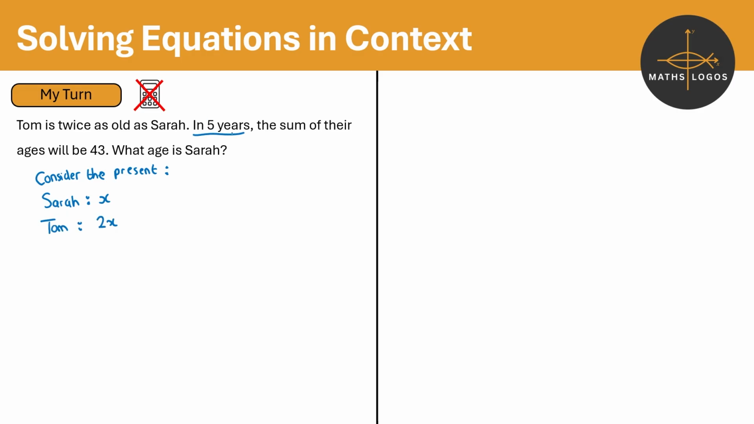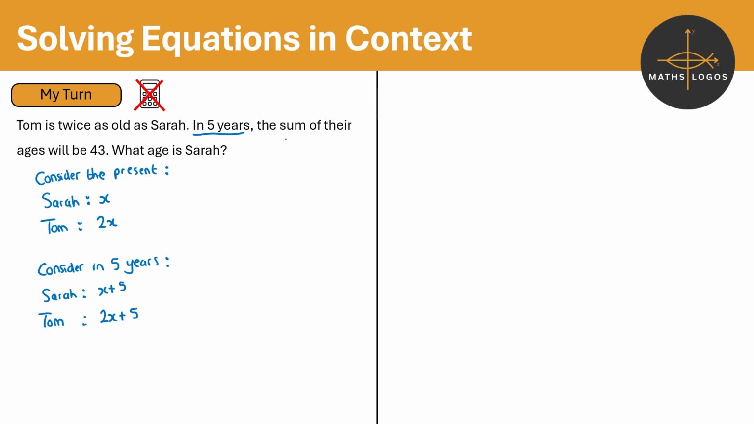It then says in 5 years' time, the sum of their ages will be 43. So let's consider in 5 years. If Sarah was x years old in the present, in 5 years' time, well, she's going to be x add 5. And if Tom is currently 2x, well, in 5 years' time, he's going to be 2x add 5. So they'll both have gained 5 years like that.